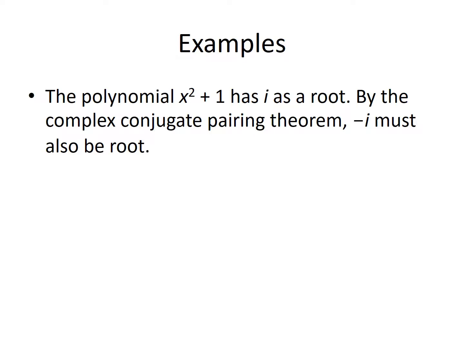So let's look at an example. The polynomial x squared plus 1 has i as a root. By the complex conjugate pairing theorem, negative i must also be a root.